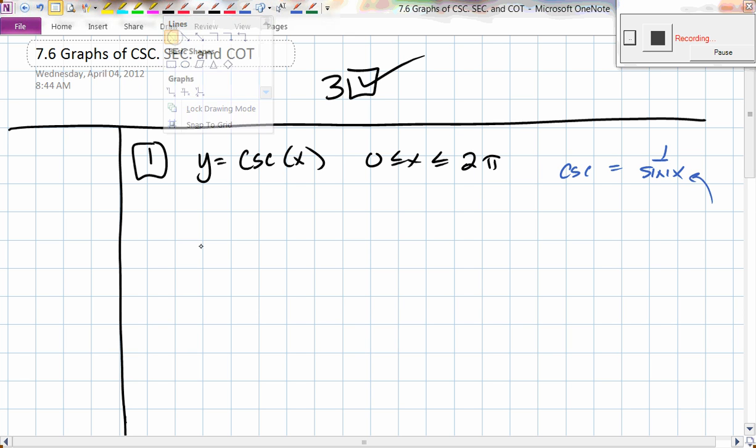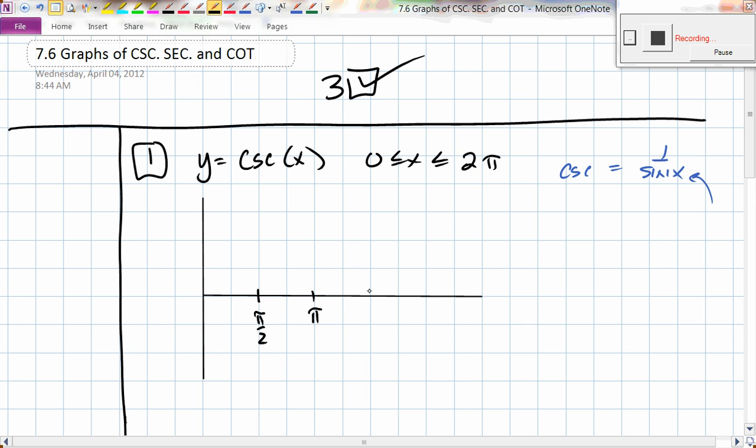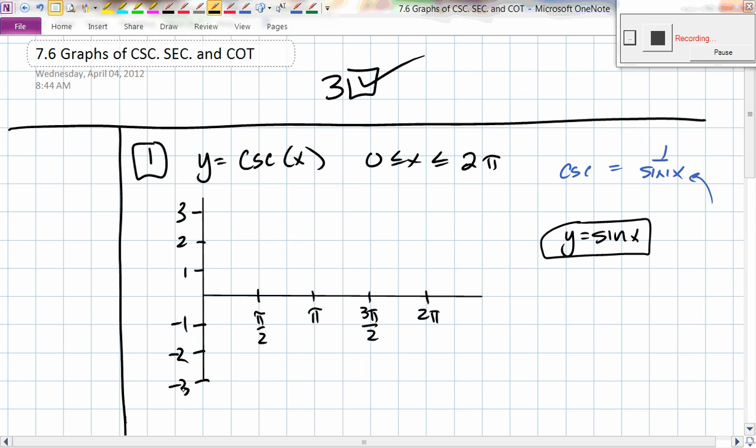So take your ruler, give yourself a nice sine curve. And we're going to go from 0 to 2 pi. So I'm going to start with pi over 2, and then mosey over to pi, and then 3 pi over 2, and then 2 pi. And my black graph here is going to be the sine of x. All right, so take one color and graph the sine of x. Actually, I'm going to go 1, 2, 3, and then -1, -2, and then -3. So I'm going to go up and down to 3, and you'll see why in just a minute.